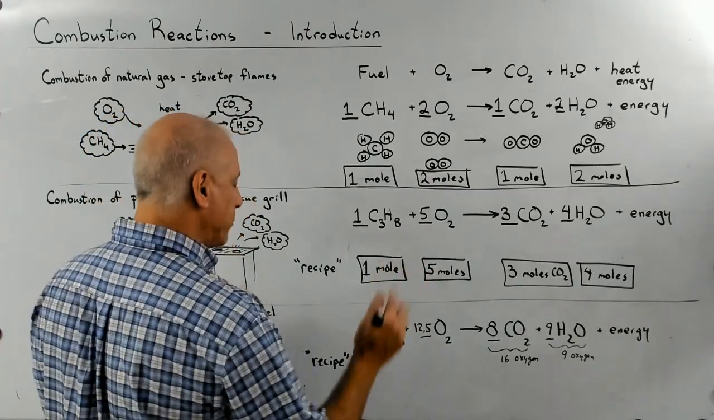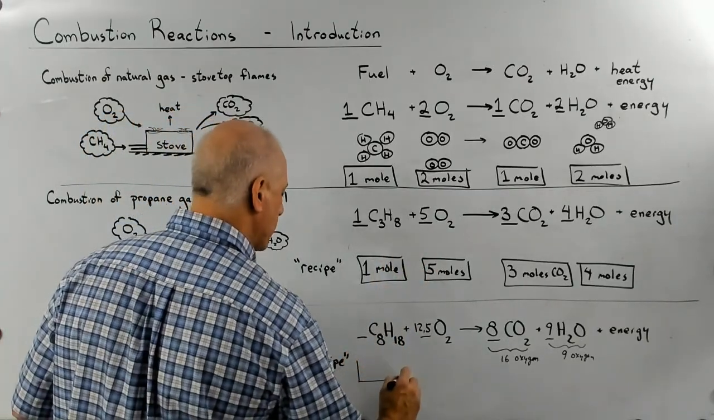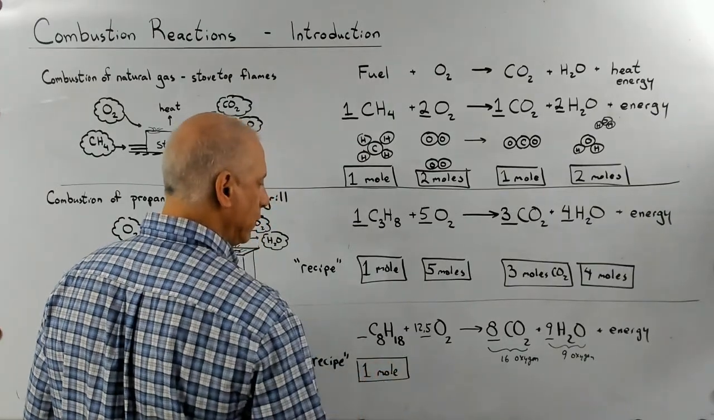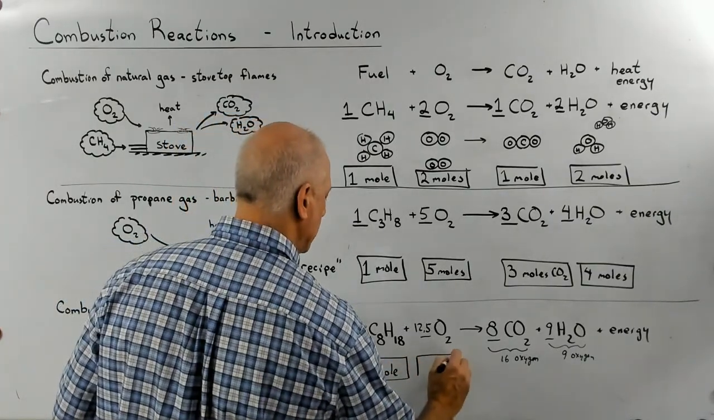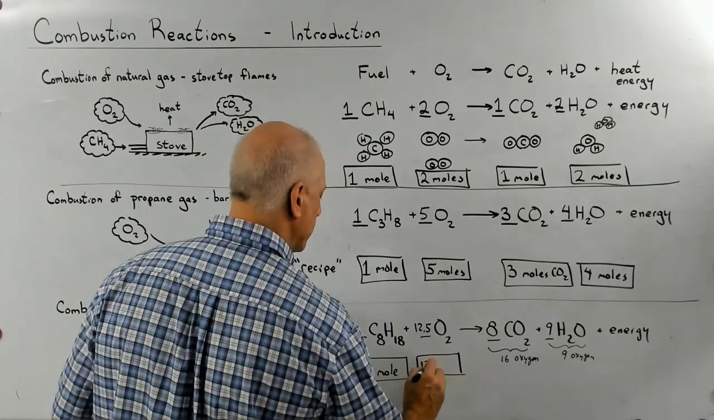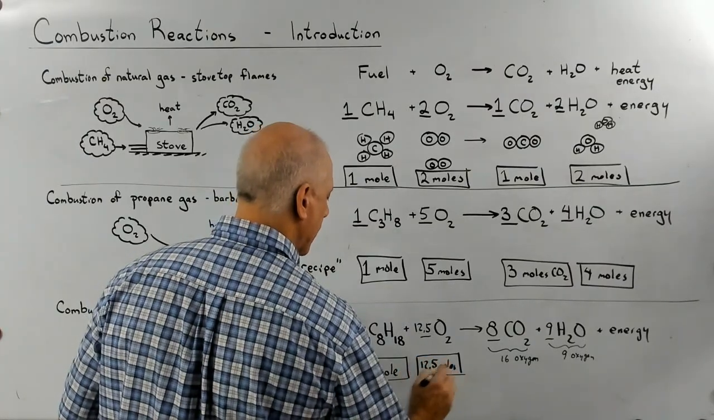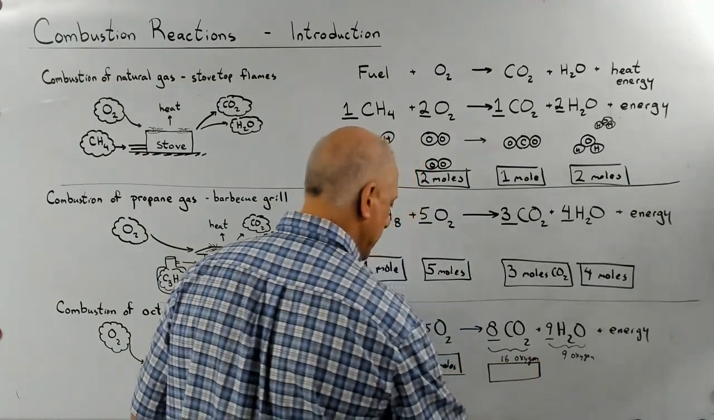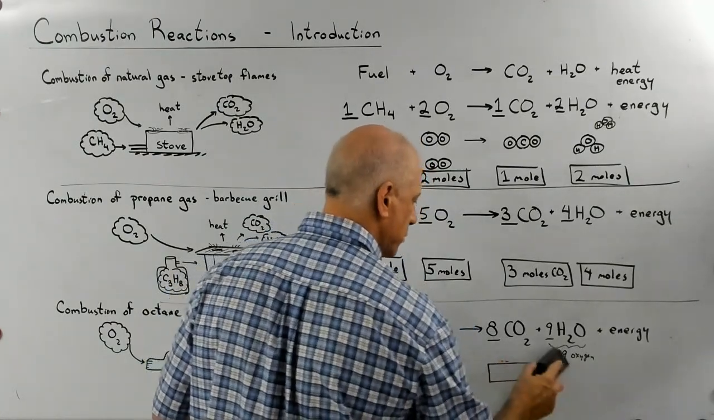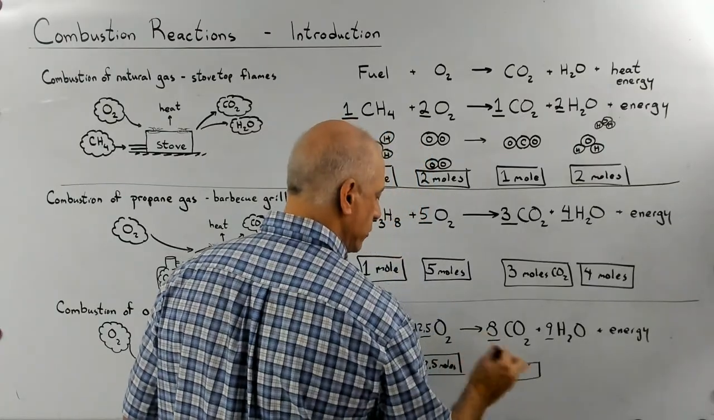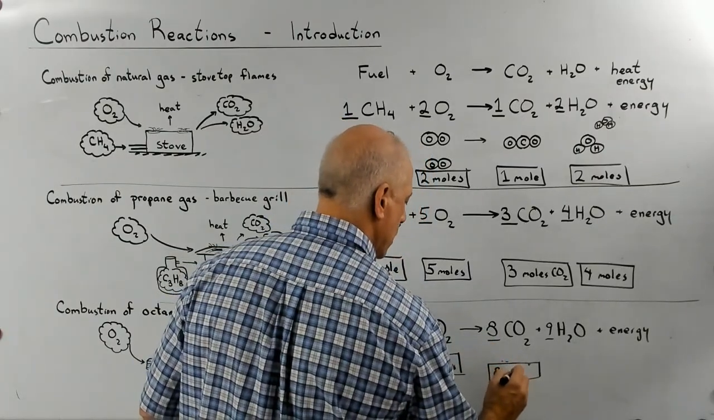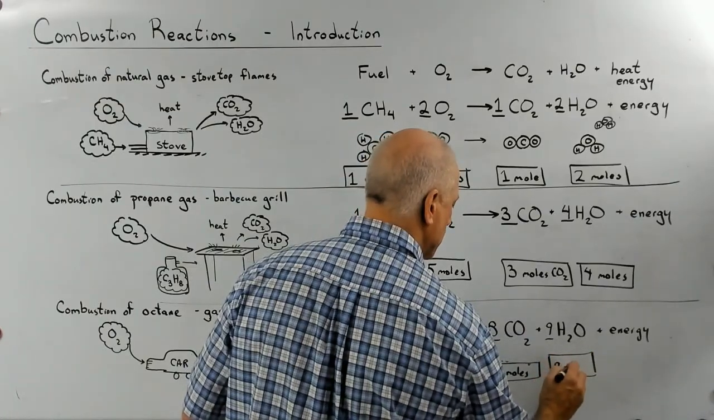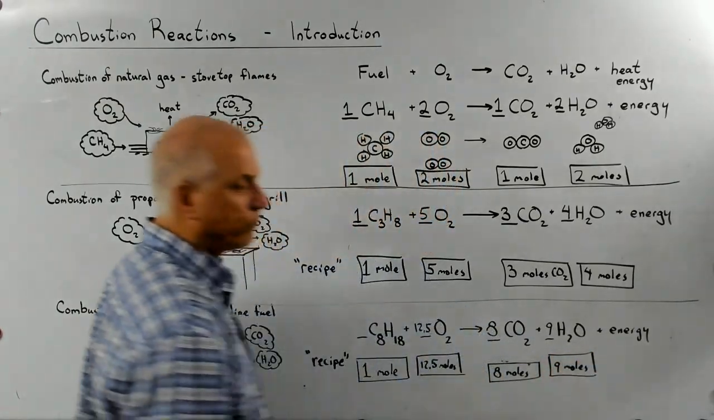So my recipe is, if I have 1 mole of C8H18, then I'm going to need 12 and a half moles of oxygen gas. It'll produce, I'm going to erase this now, that already served its purpose. It's going to produce 8 moles of carbon dioxide, and it's going to produce 9 moles of H2O.